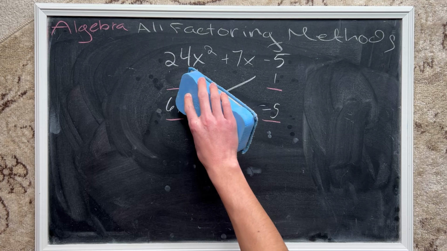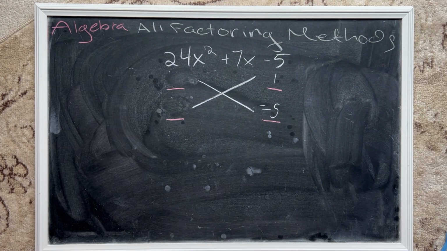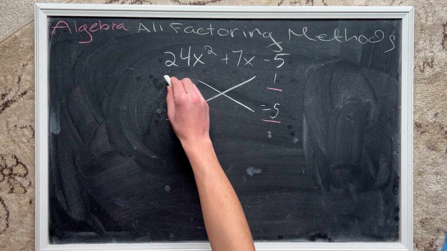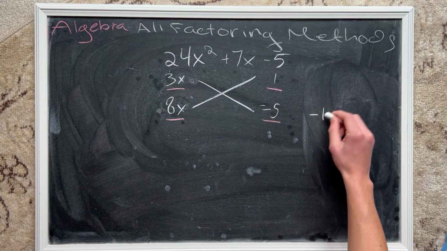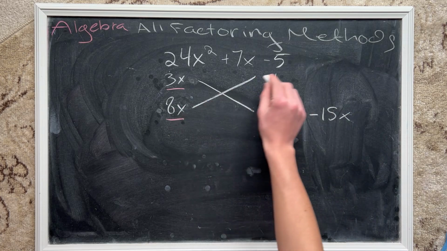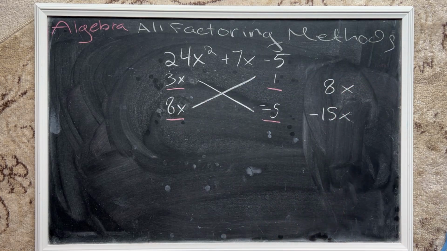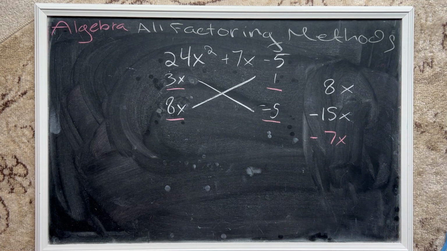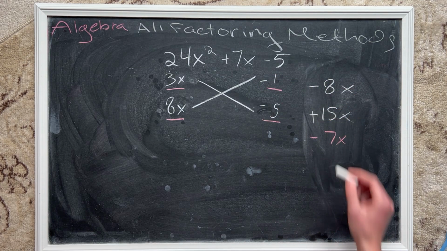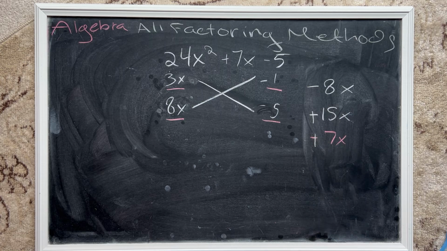Let's try 3 and 8. 3x and 8x. 3 times 5, negative 15x. 8x times 1, 8x. Now we can see, we know 15 and 8 differ by 7, and when we add these up, we get negative 7x. So now look, we're pretty close. All we need to do is change around the negative sign. We can move this negative sign up here, now giving us negative 8x and positive 15x, giving us positive 7x.